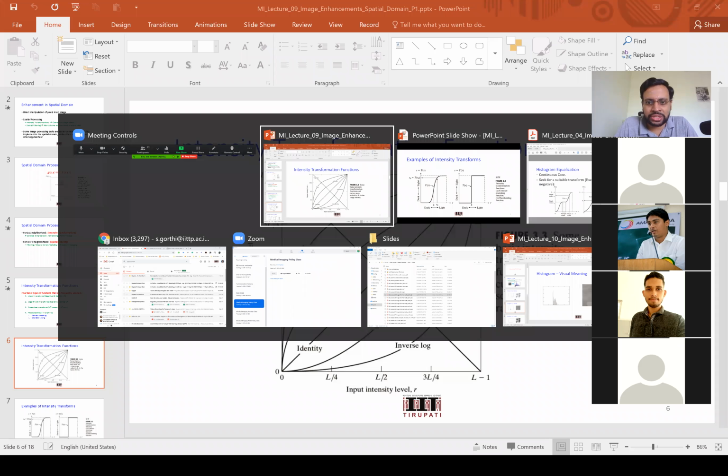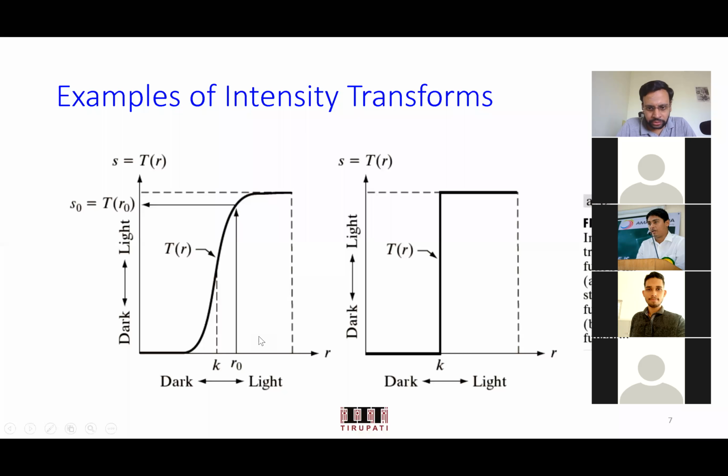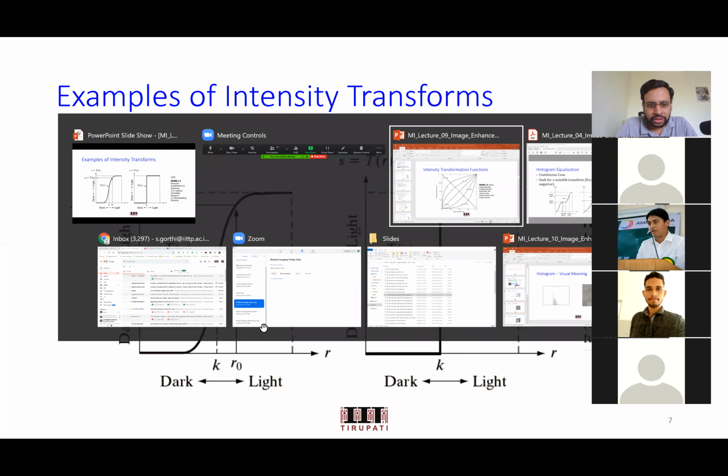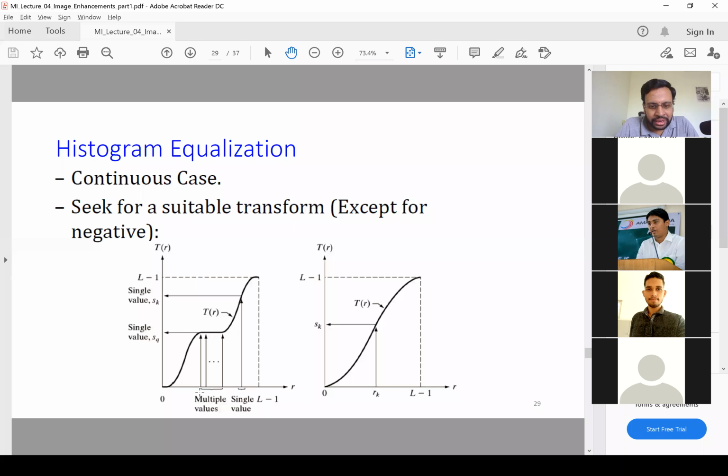Yes. So as you can see here, it is very clear where a given intensity value would get mapped to. That would be clear even when it is just monotonous. But the moment you want to come back, unless this function is strictly monotonous, you don't have a unique inverse, right?